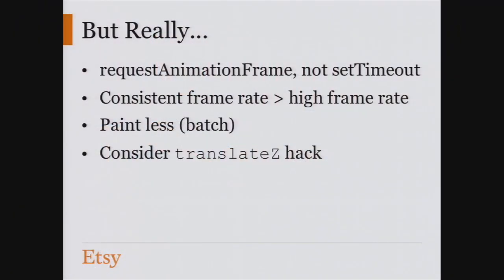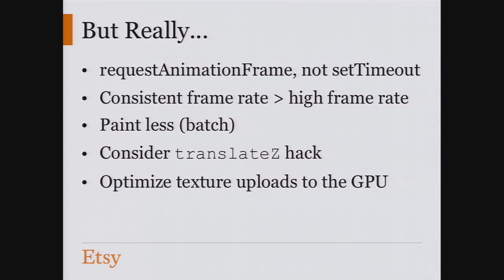You can consider the Translate Z hack. We have some experts on the panel here today that can talk more about that. But essentially, when you add Translate Z0 to an element in CSS, it doesn't actually animate that element, but it does move it to a different compositing layer, which can be very useful for something that's being painted very often. So it'll get put onto the GPU, and the GPU can optimize that.